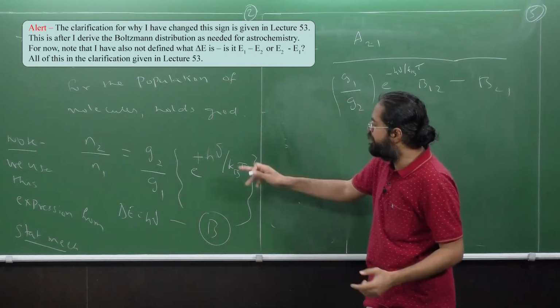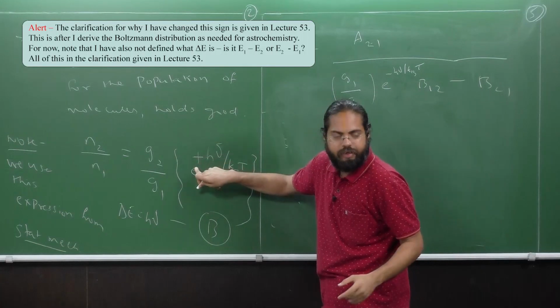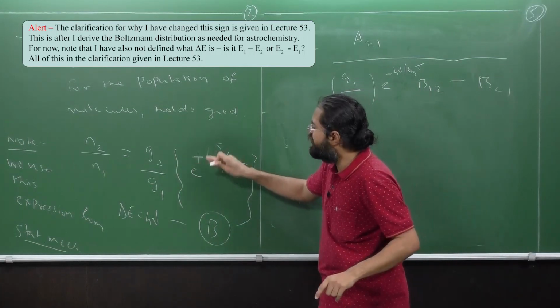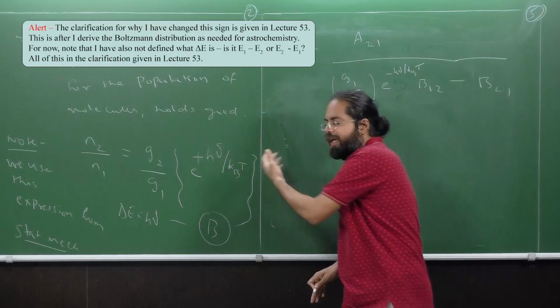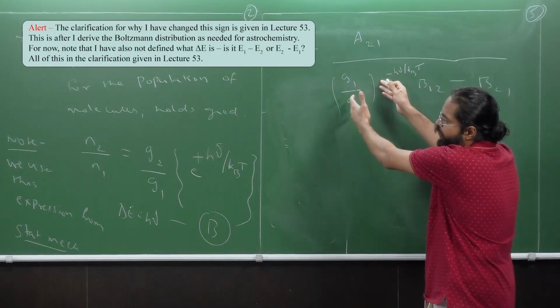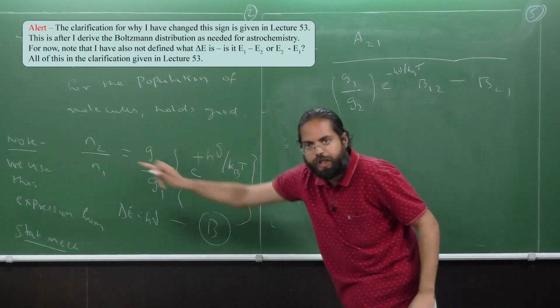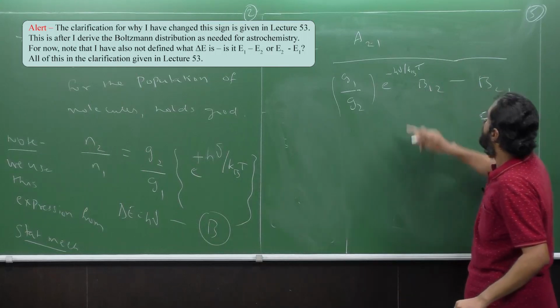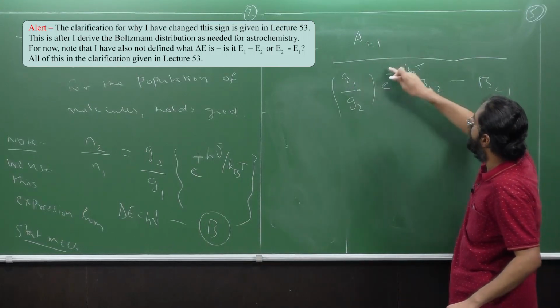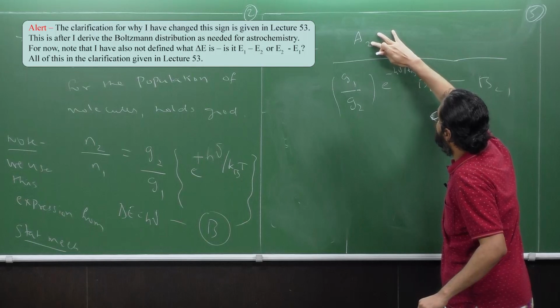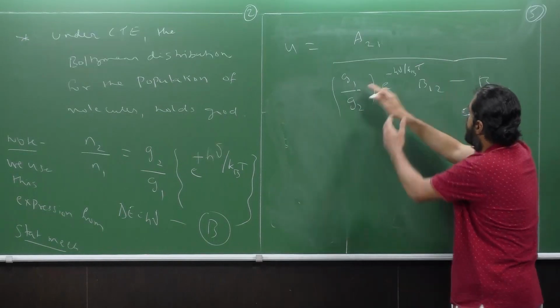Earlier, I had by mistake a minus sign here. That needs to be corrected. Once that is corrected, this is e to the power plus h nu by kBT, then this naturally follows because it's N1 by N2 over there. All right, so please correct it. So this is going to be A21 divided by this denominator.